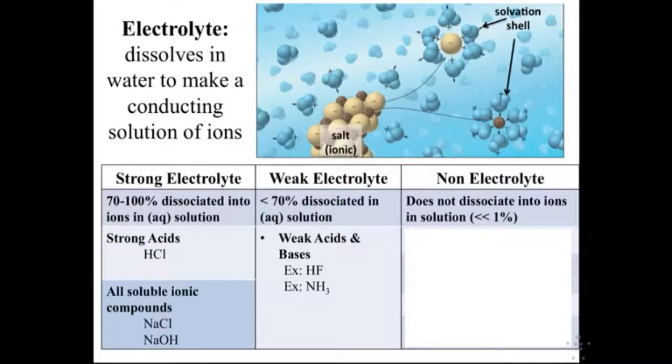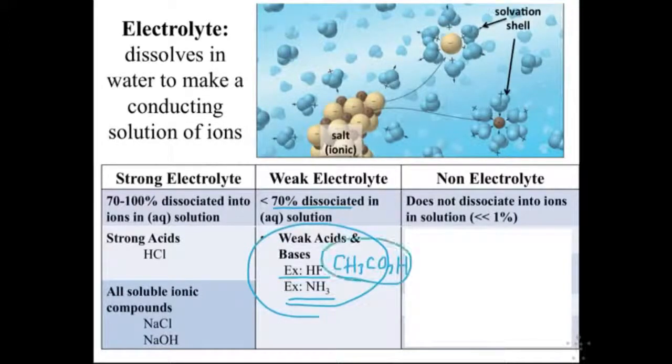For weak electrolytes, the things that dissociate less in solution, really the only examples we have of these are weak acids and bases, things like hydrofluoric acid, also acetic acid, CH3CO2H, and weak bases like NH3. Those are the things that are weak electrolytes. They don't dissociate very much in solution. They stay pretty much intact the way that they came in.